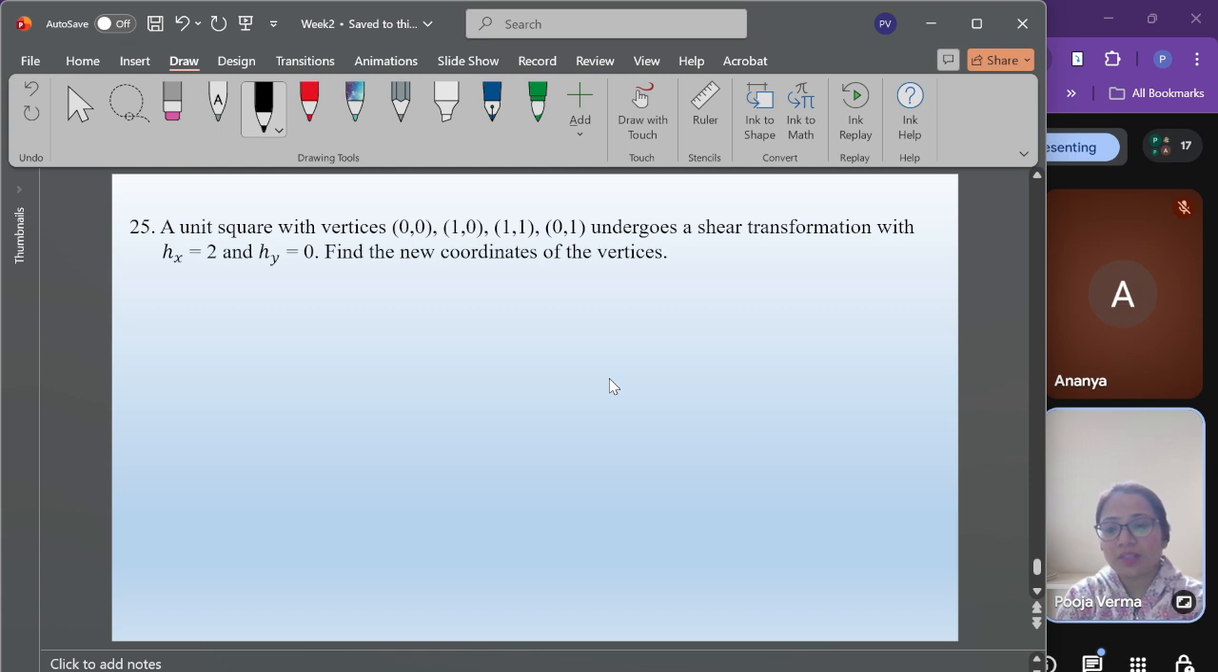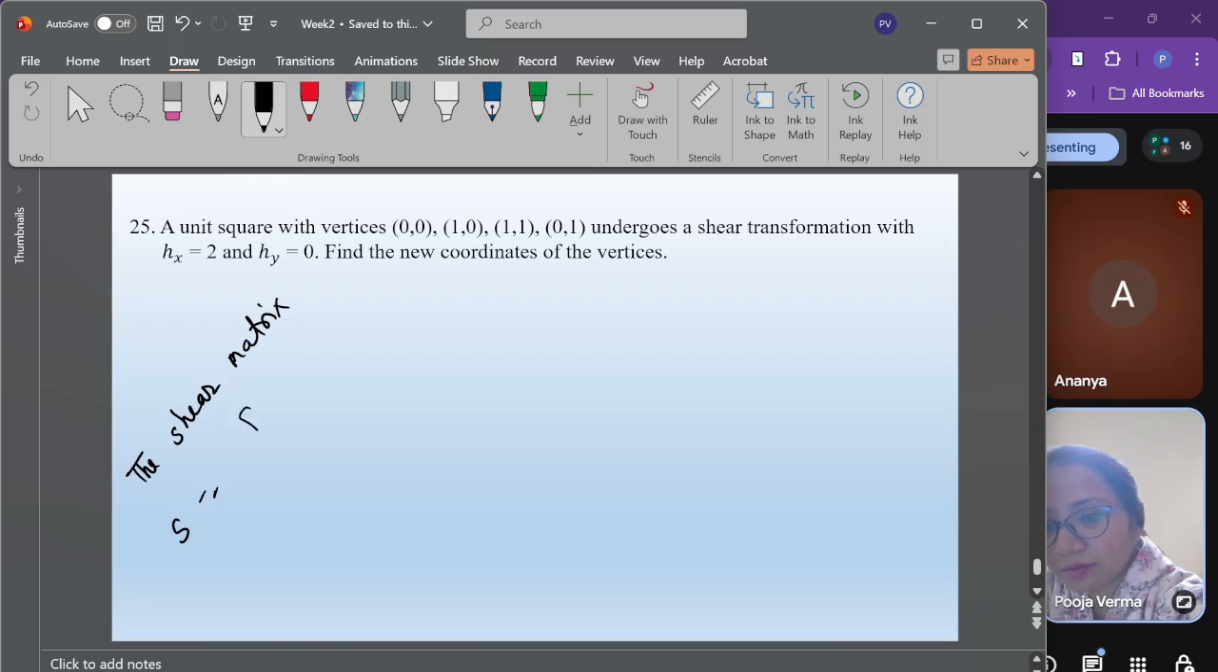Already we have seen that a 2D shear transformation matrix is defined by the shear factors hx and hy. Hx is the horizontal component and hy is the vertical component. So the shear matrix equation is: 1, hx on the top row, and hy, 1 on the bottom row.